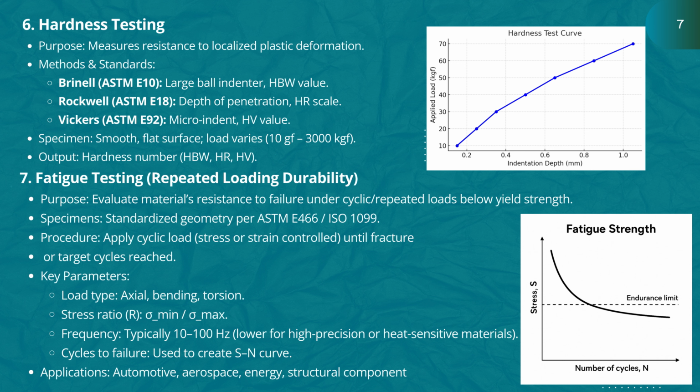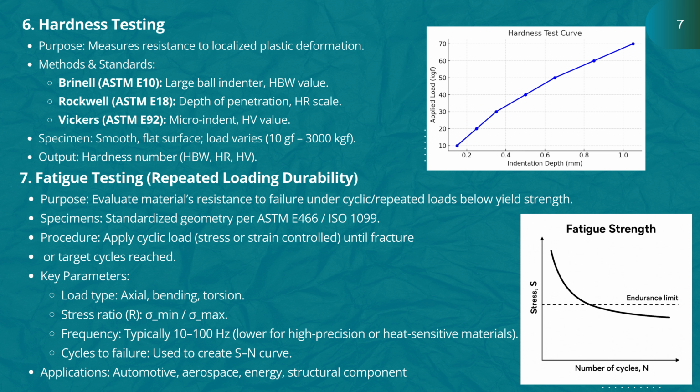Brinell, which uses a large ball indenter giving us the HBW value. Rockwell, where we measure the depth of penetration and the result is in the HR scale. Vickers, using a micro indent giving us the HV value. For all these methods, we need a smooth, flat specimen surface, and we apply loads ranging from a few grams to several thousand kilograms. The final result is a hardness number, HBW, HR, or HV.